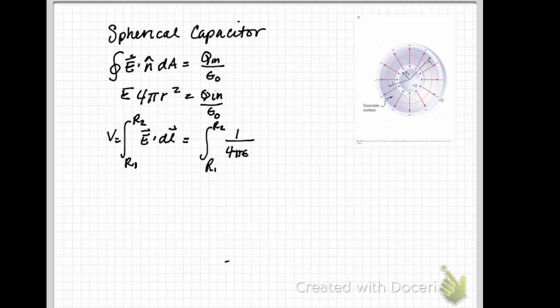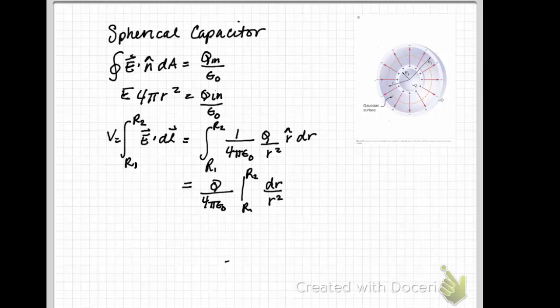Plugging in what we got using Gauss's law for E, and then remembering that that length piece dl is going to be the r hat dr. This simplifies down to Q over 4 pi epsilon naught, integral from R1 to R2 of dr over r squared, which is equal to Q over 4 pi epsilon naught times 1 over R1 minus 1 over R2.